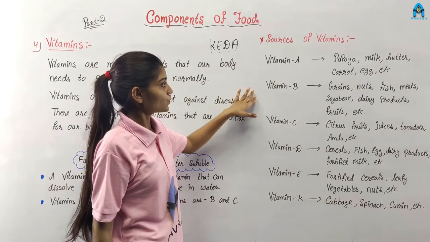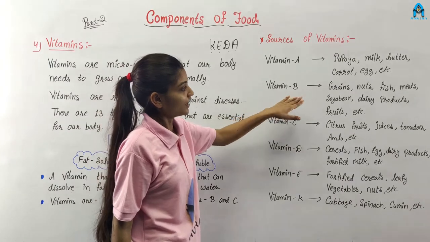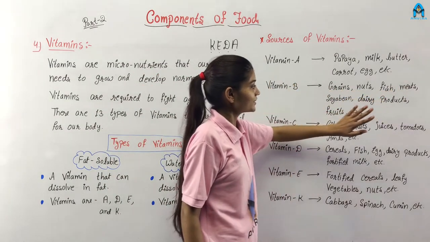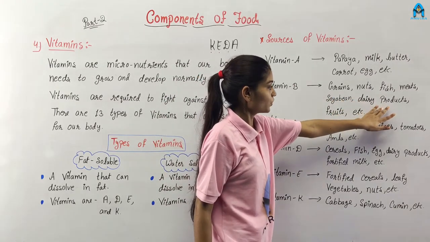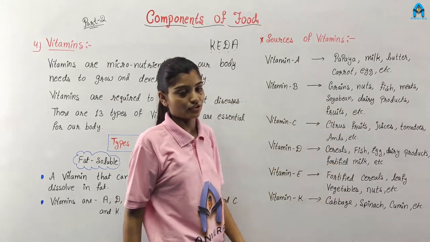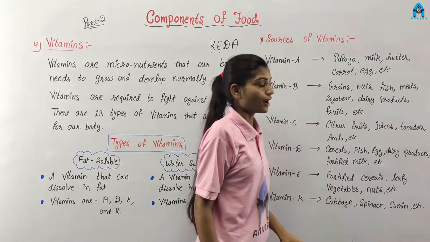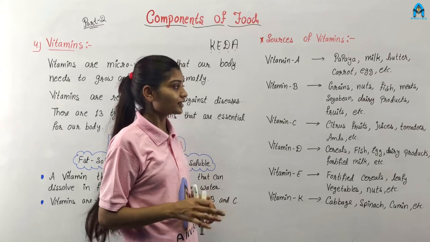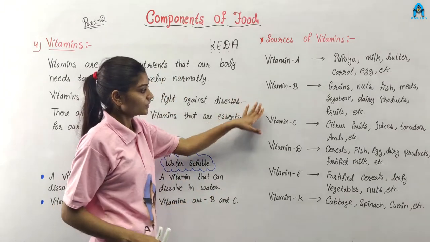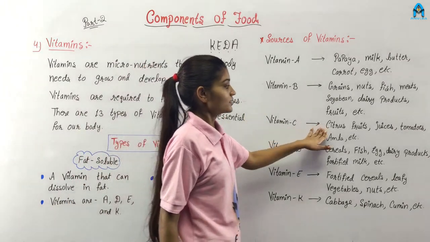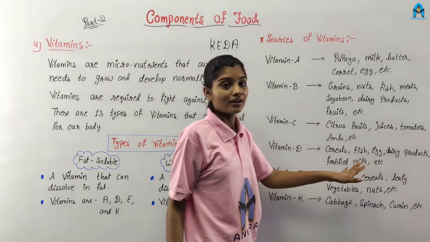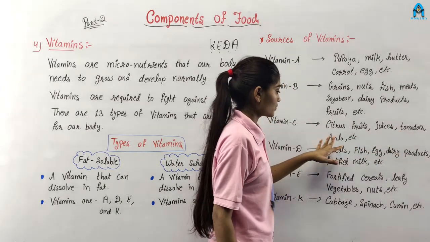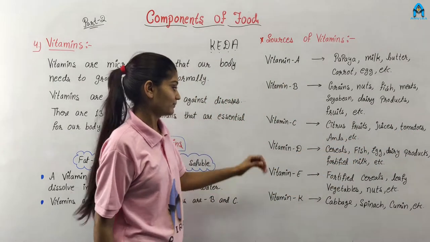Sources for vitamin B are grains, nuts, fish, meats, soybean, dairy products, fruits, etc. And dairy products are milk and milk products like cheese, butter, curd, etc. Sources for vitamin C are citrus fruits like lemon, orange, etc. Juices, tomatoes, amla and etc.